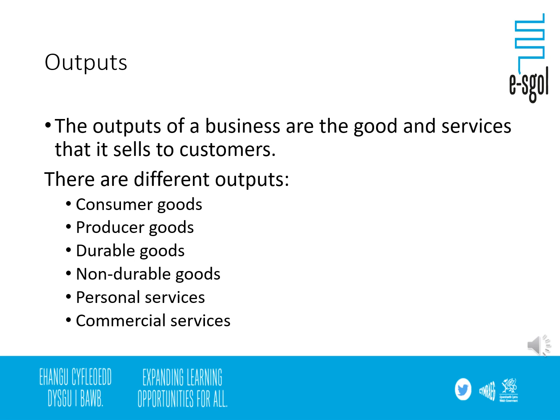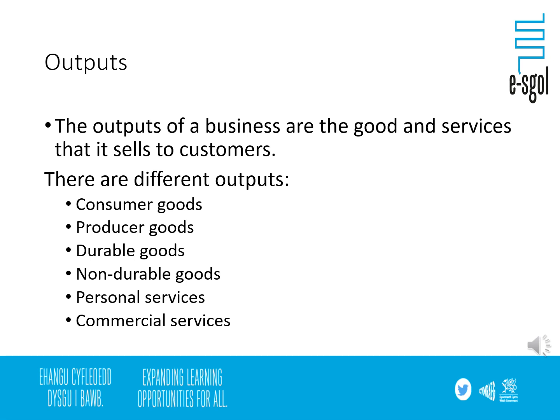We'll be covering quite a few keywords in this topic, and one of the keywords is outputs. An output is what the business is selling, the goods or the service that it's selling to its customers, so the actual finished product. You've got different outputs that you can have. You've got consumer goods, where businesses sell to the consumer at the end, and they're going to consume that product. You've got producer goods, which are sold to produce the product to be made into something else.